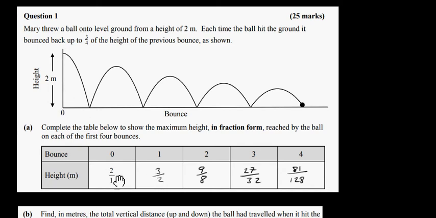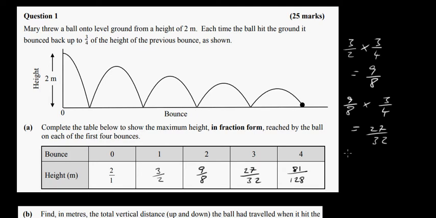So in other words, the first height here was 2 meters. So if you get 3/4 of 2, you get 1.5. So 3 over 2 meters. If you multiply 3 over 2 by 3/4, you get 9 over 8. You take 9 over 8, multiply that by 3/4, you will get 27 over 32. And if you take 27 over 32, multiply that by 3/4, you will get 81 over 128 meters.